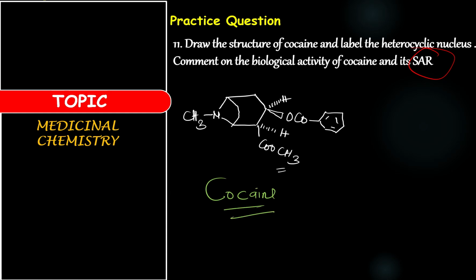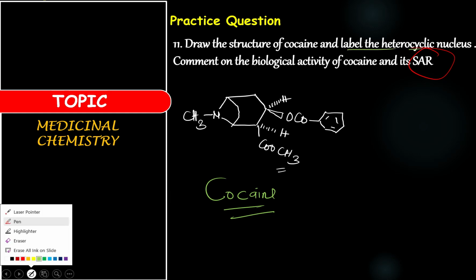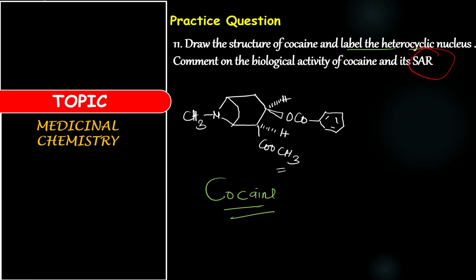What are the structural features? You discover that you have a benzene ring. Then, not necessarily a benzene ring, this ring is called a piperidine ring. Another thing is, they say we should label the heterocyclic nucleus of cocaine. So if you want to label the heterocyclic nucleus, you have this bigger ring here which contains this nitrogen. This bigger ring is a 6-membered ring.